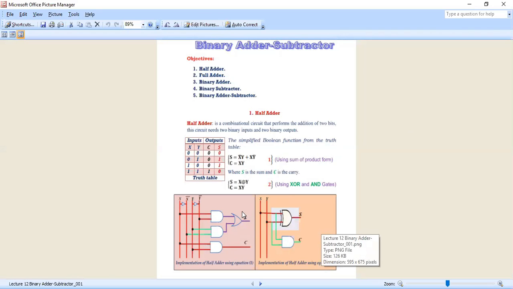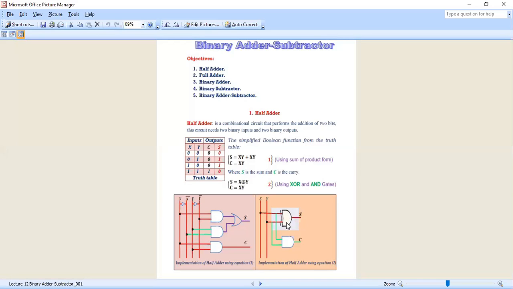So you can take an exclusive OR gate directly. Otherwise you have to take AND gate, NOT gate and OR gate connections. There is a two level implementation of the half adder circuit, this one, and this is the direct one. Directly we use the exclusive OR gate and draw the half adder circuit. So this is the half adder.